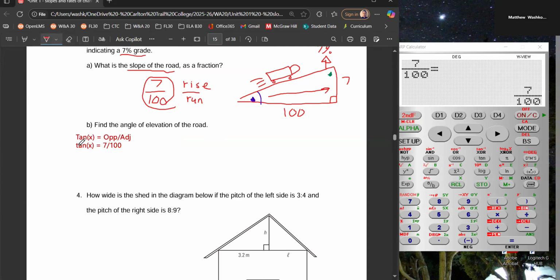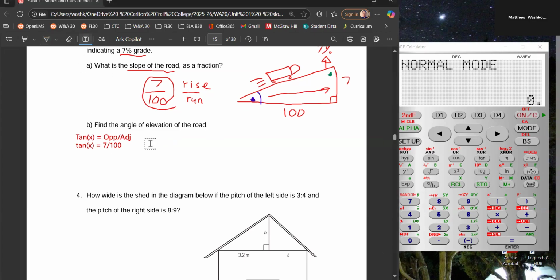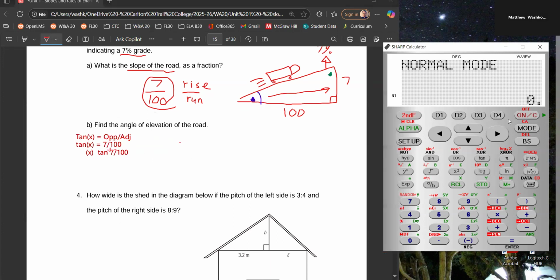Now, just like before, I need to get rid of this tangent so it's just the angle. The problem, as we discovered, is I can't divide by tangent. So I need to use my second function key. Now this separates the angle, right? So now it is tangent to the power of -1 of 7 over 100. Right, so that looks like this.